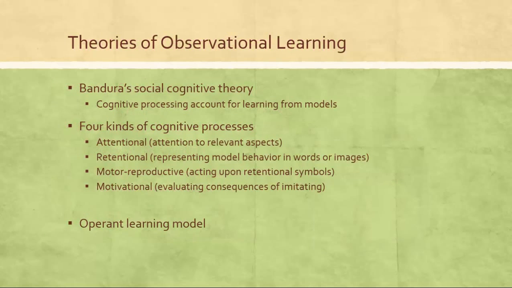There are theories of observational learning. One is Bandura's social cognitive theory. He believes that cognitive processes account for learning from models. This theory identifies four kinds of cognitive processes: attentional, retentional, motor reproductive, and motivational. I'll get into these in just a moment.